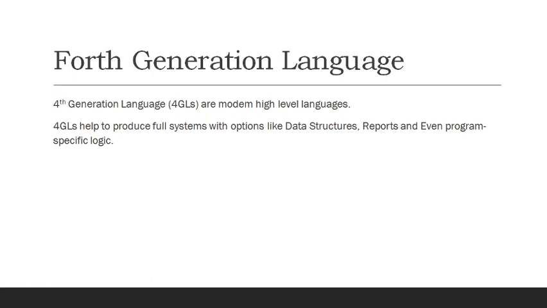Fourth generation language. Fourth generation languages are modern high level languages. We can say it's an improved version of third generation language, that is high level language. Characteristics of fourth generation language. First, fourth generation languages are more programmer friendly. Second, fourth generation language allows efficient use of database and data processing.